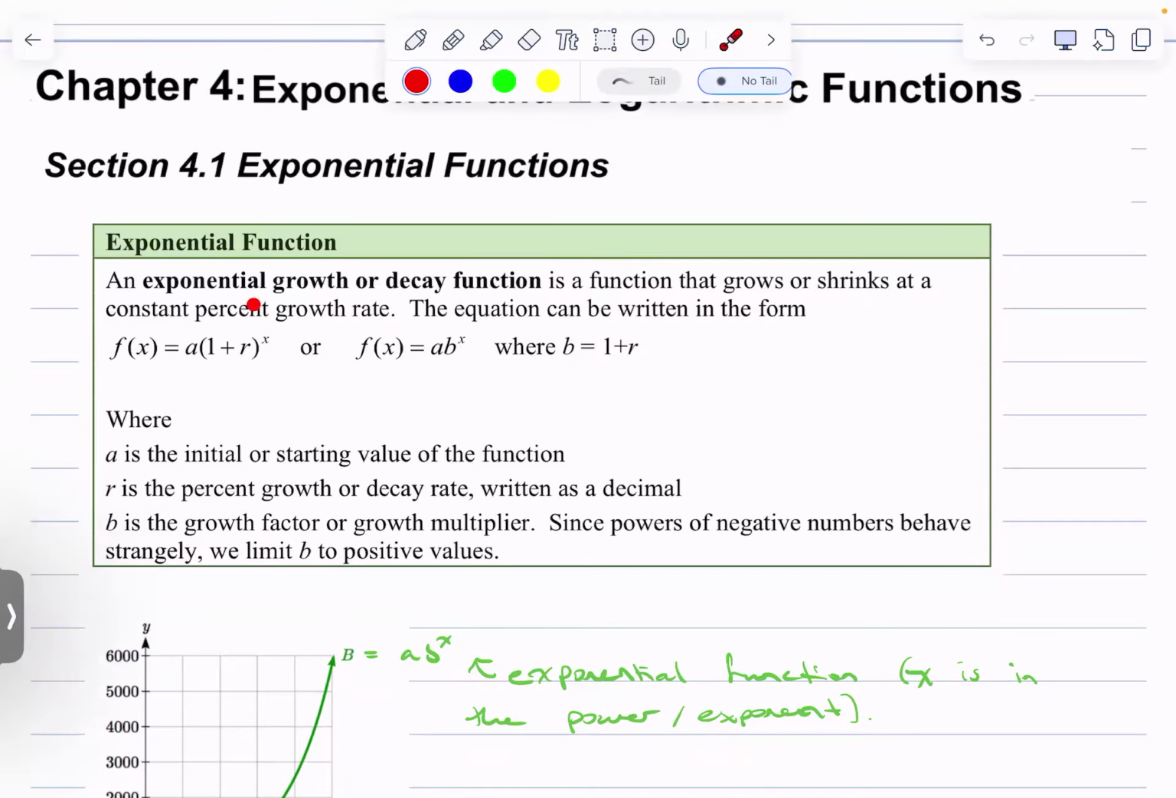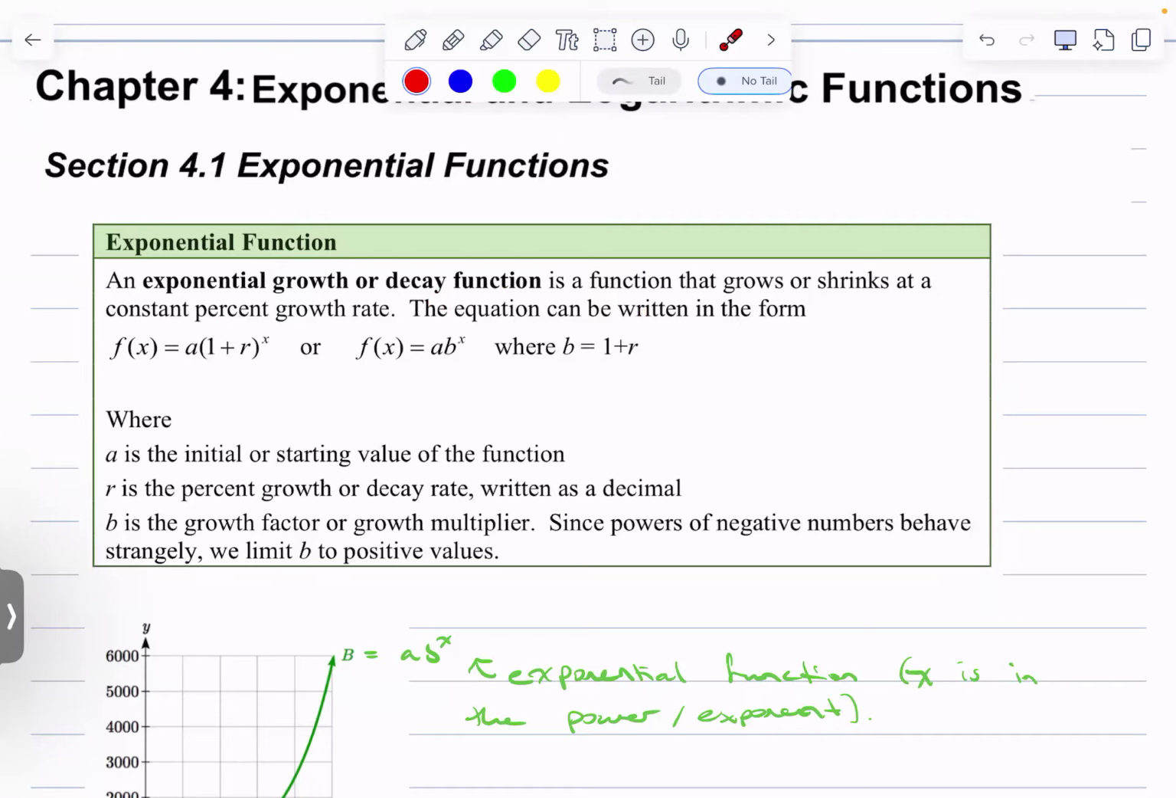So an exponential growth or decay function. We can have exponential growth, which you might have seen before, where it kind of starts off nice and slow and then it kind of takes off, right? And gets out of hand. Or a decay function, right? If you've got something that decays over time, so a lot of drugs decay over time, or the potency, kind of minerals and things like that, they decay over time, right? And so we could have a decay function as well. So it's a function that grows or shrinks at a constant percent growth rate.